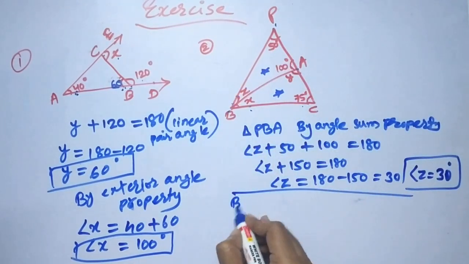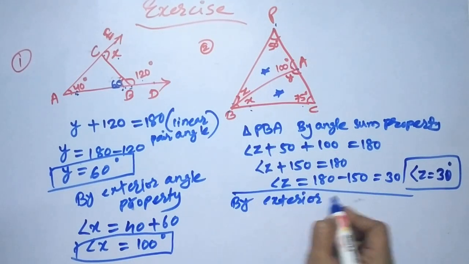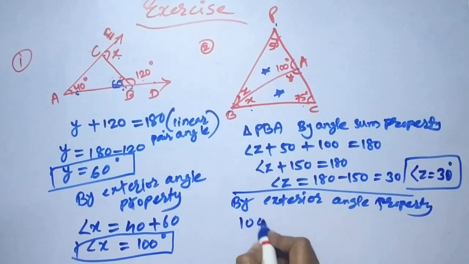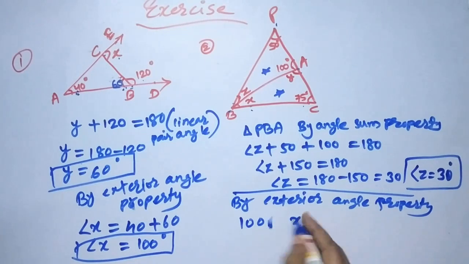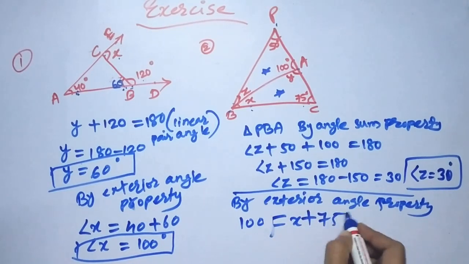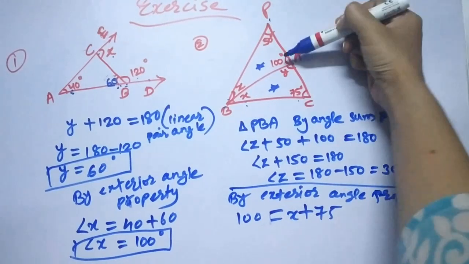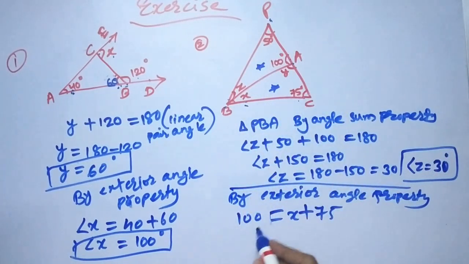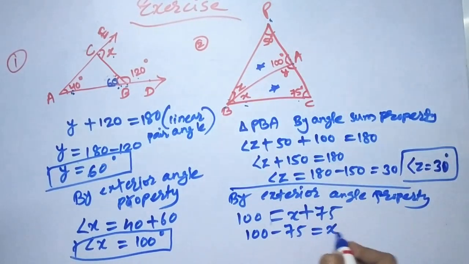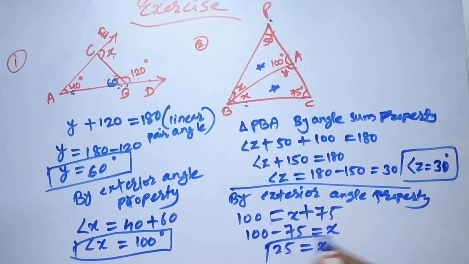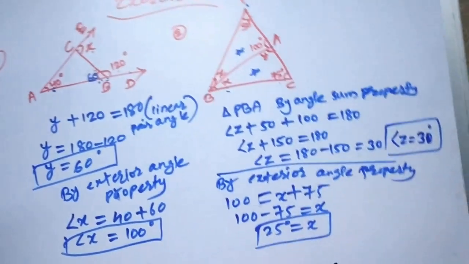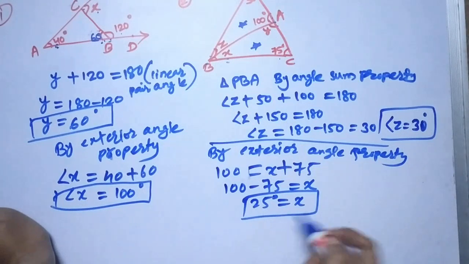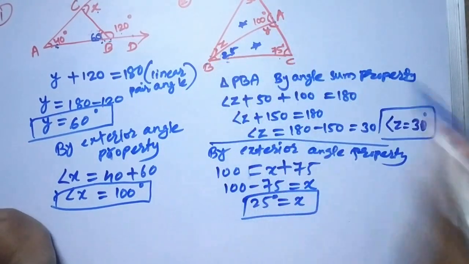So friends, by exterior angle property, I can easily write this 100 is equal to X plus 75. This 100, that means this angle PAB, is equal to the sum of two interior angles. So 100 minus 75 is equal to X. We'll get a simple 25 degrees. So X is equal to 25 degrees. Now we got X also and we get Y also. X is 25 degrees, I'll write it here.